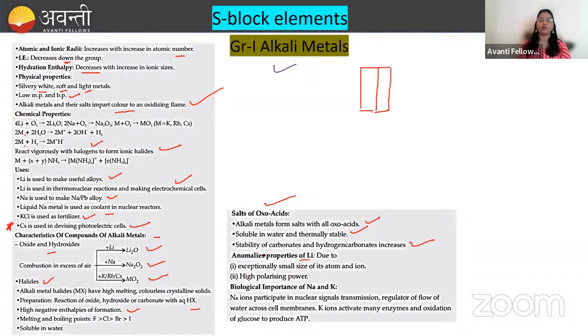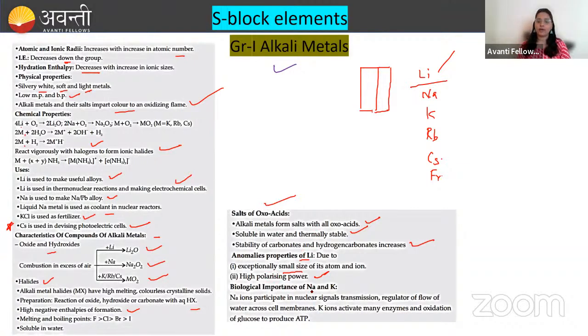Anomalous behavior of lithium. You know that I have told you lithium, sodium, potassium, rubidium, cesium, and francium. So lithium, even though it is an alkali metal, shows certain anomalous behavior. Why does it show the anomalous behavior? Very, very important, because it has an exceptionally small size, as well as very, very high polarizing power, and these are the two things due to which lithium shows anomalous behavior as compared to the other elements present in the group.